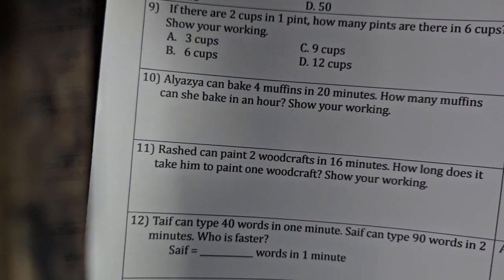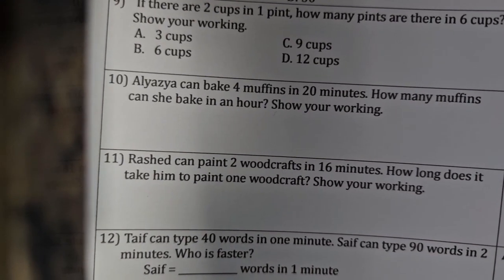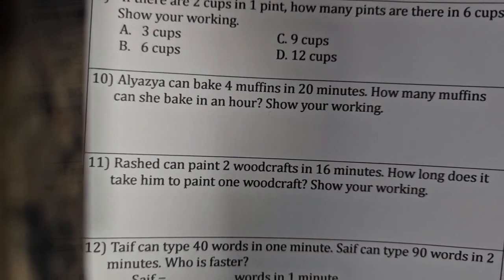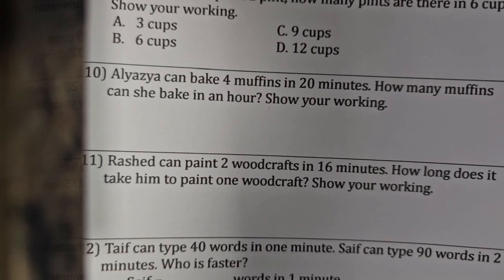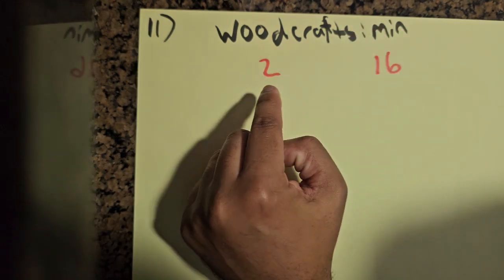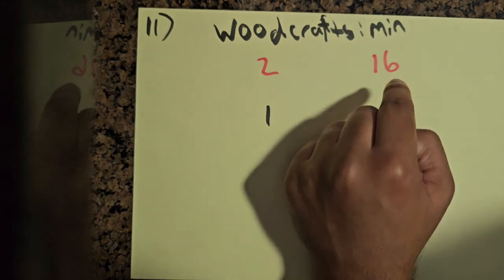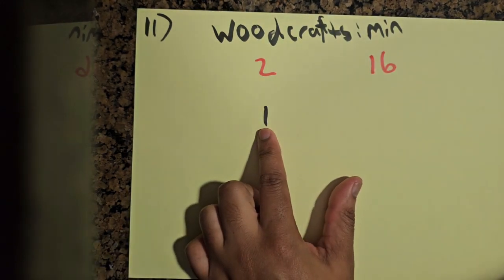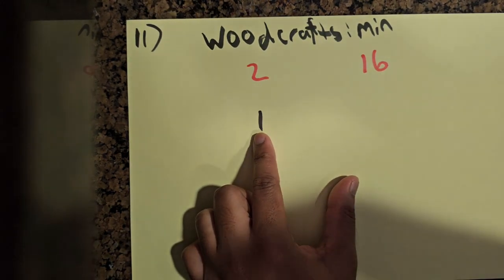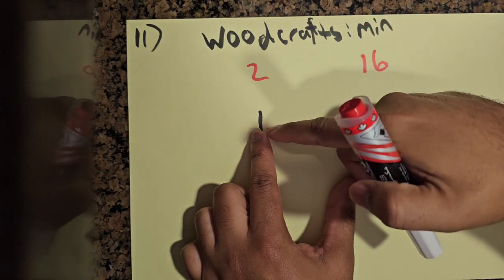Okay, so question 11. Rashid can paint 2 woodcrafts in 16 minutes. How long does it take him to paint 1 woodcraft? Show your working. Now, the process remains pretty much the same. Again, we're doing woodcrafts to minutes. We know that he does 2 woodcrafts in 16 minutes. And now we want to know how long does it take him to do 1. The only thing that's different in this question to the ones we did previously is that in this question we are scaling downwards instead of upwards.